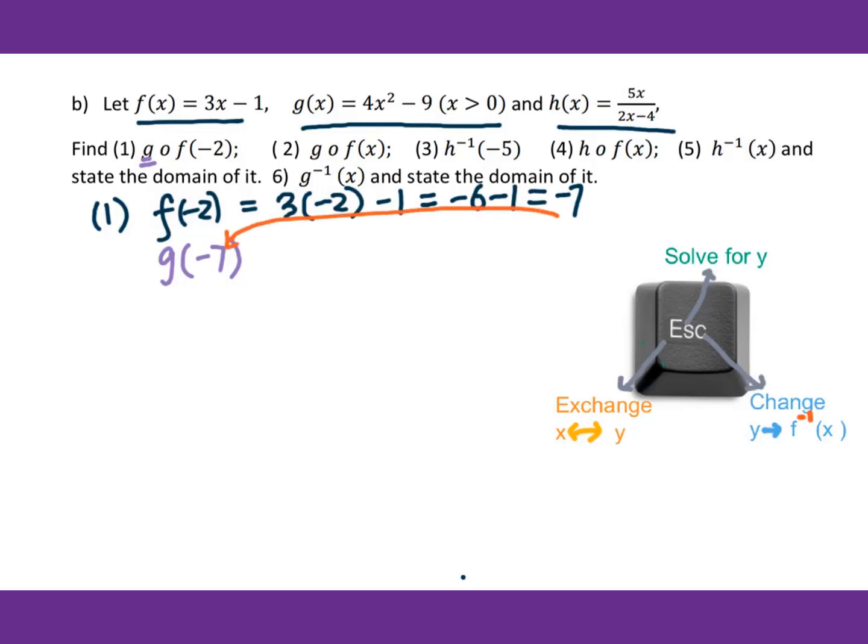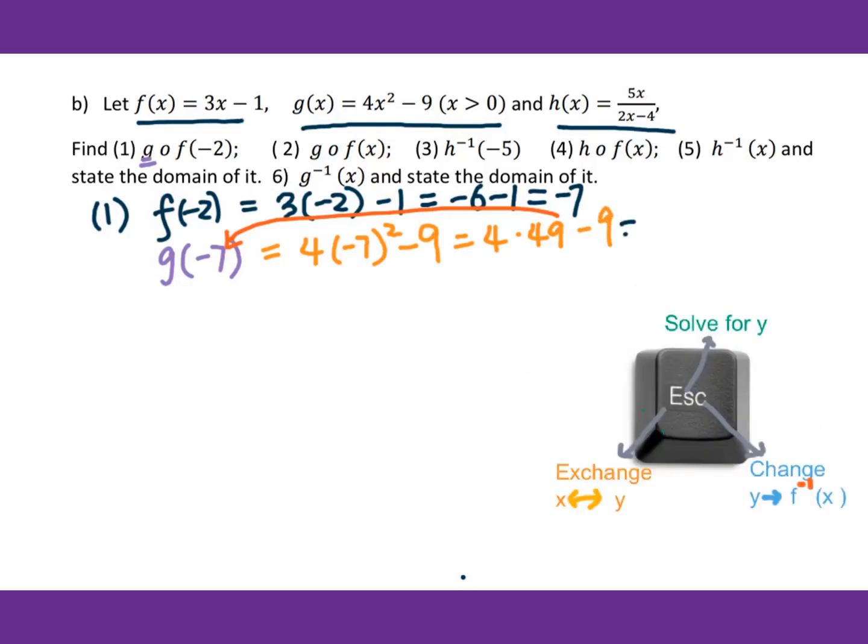Then go to this g function, g of -7. That equals, every single x for g function turn into -7. So we get 4 times -7 squared minus 9. You will get 4 times 49 minus 9. You will get 196 minus 9. That is 187. Let's go to number 2.